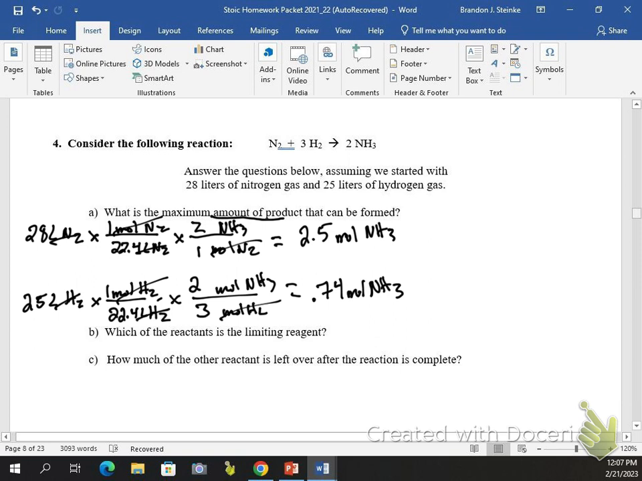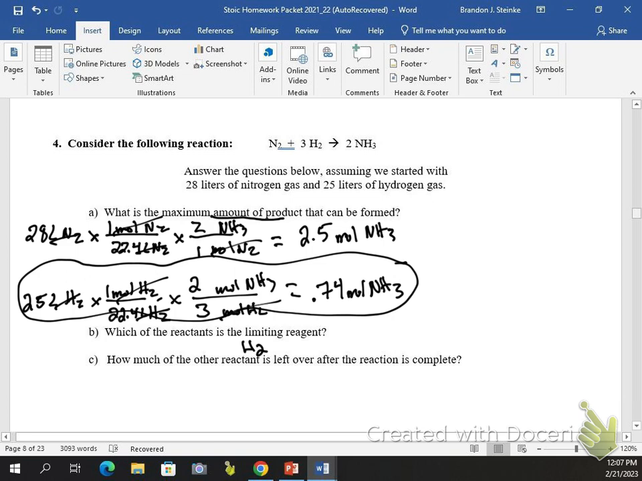So listen, here we go. It says, what's the max amount of product? Which one is my lower number? So which one is my limiting reactant? And anytime you see reagent, you can think of reactant. It's the same thing. So what this is saying is when my 25 liters of hydrogen gets used up, my reaction is going to be cut off and I will have excess nitrogen. How much excess is what part C is saying.